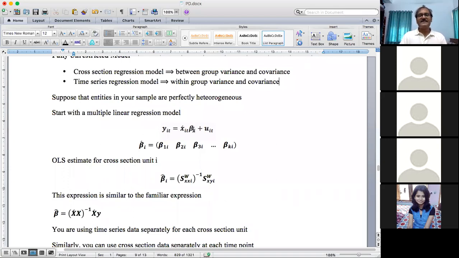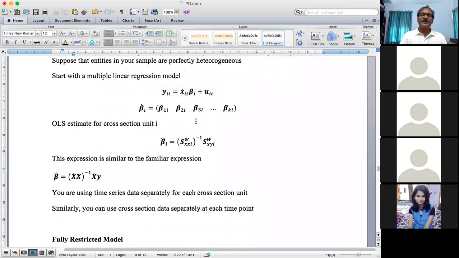What does it mean? What is beta? Beta is a regression coefficient. So beta i indicates this regression coefficient will be different for different values of i. In other words, if we specify the model in this way, we can get a value of beta hat separately for each cross-section unit.